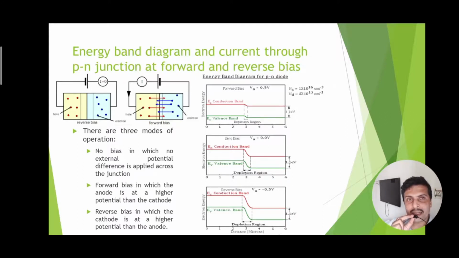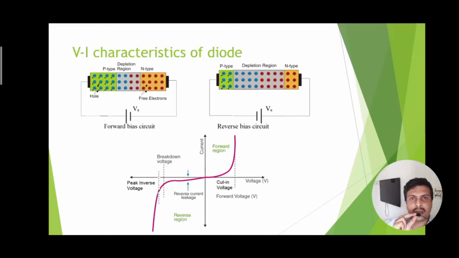That is why the corresponding energy level for the P side and N side has a change. The difference between the valence energy band and the conduction energy band from the Fermi energy level has been increased for P-type semiconductor and N-type semiconductor respectively. So this is the VI characteristics of diode.